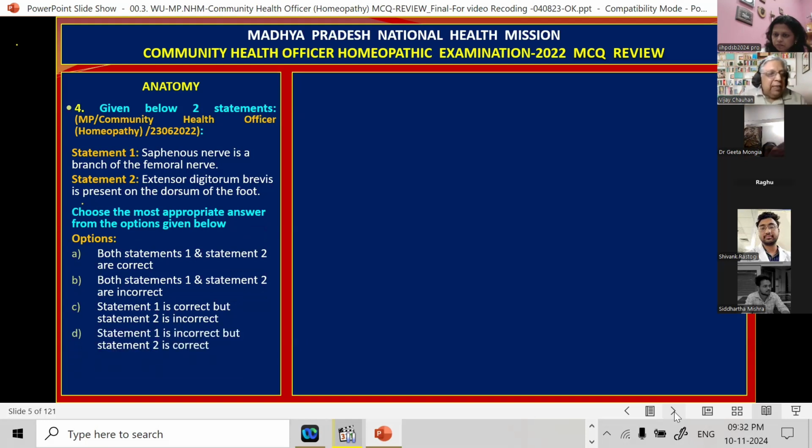And here is D: statement 1 is incorrect, but the second is correct. So the answer is A. Answer is A. So how many people agree that answer A is correct? How many of us are positive that answer A is correct?